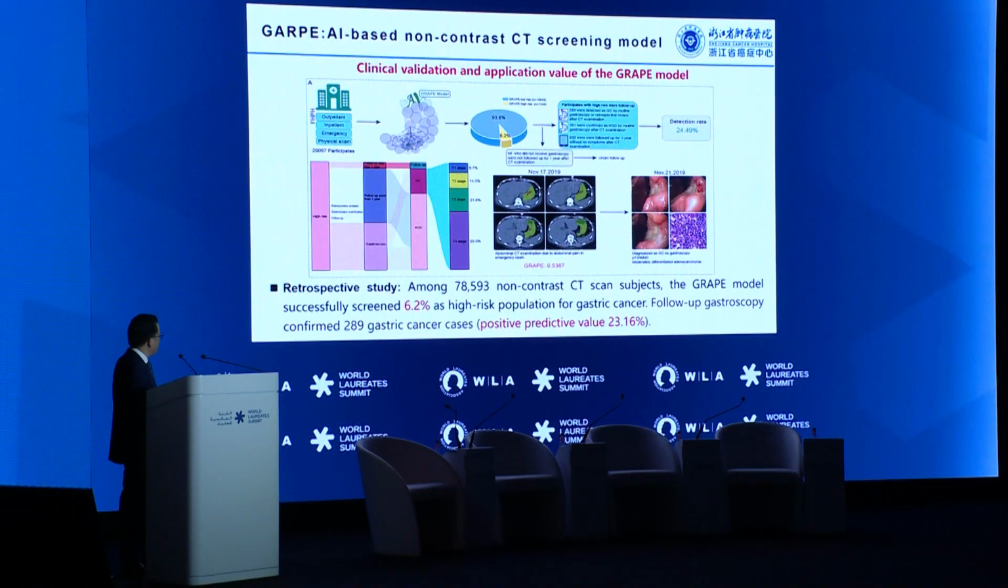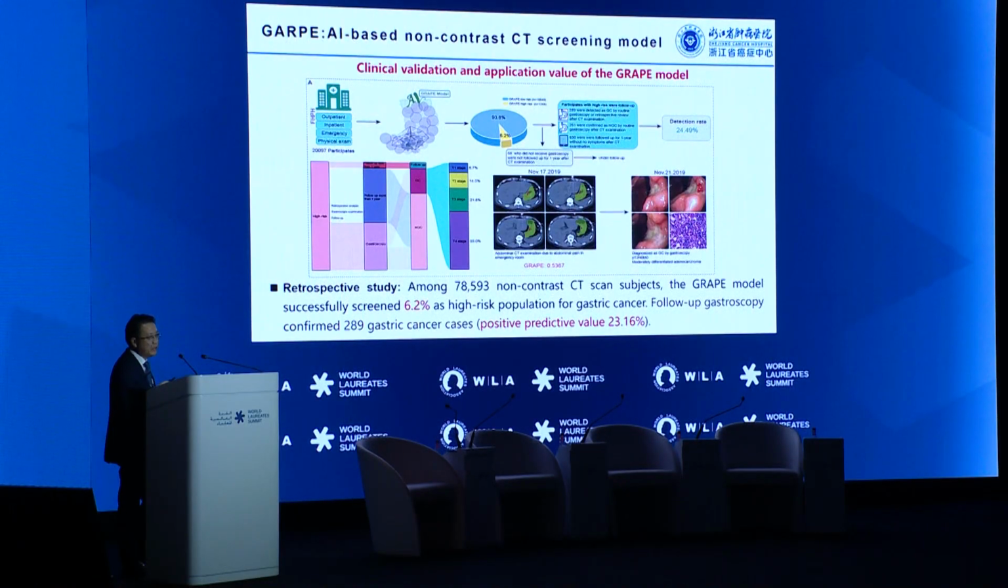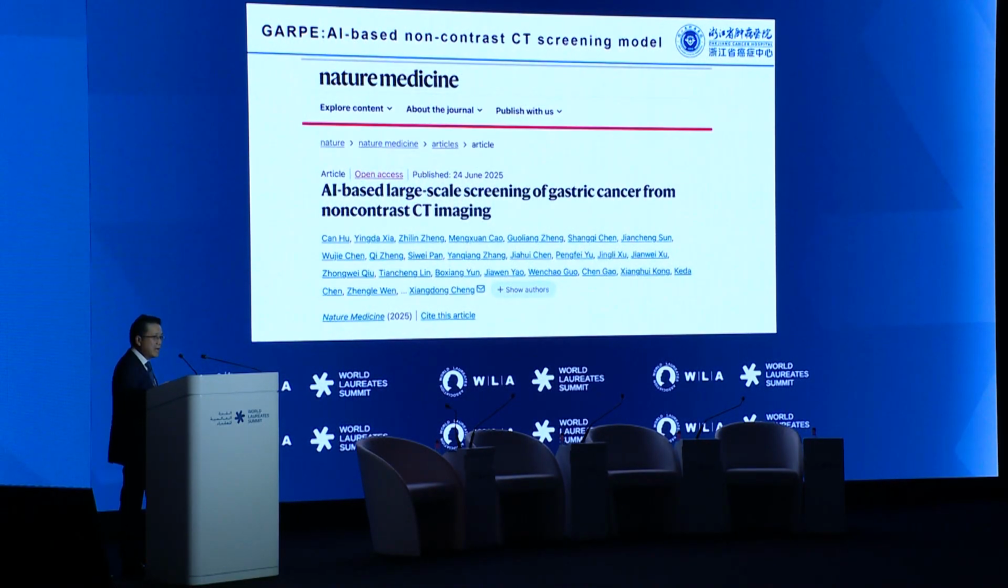Finally, we have done a retrospective study among over 78,000 non-contrast CT scan subjects. The GRAB model successfully screened 6.2% as the high-risk population for gastric cancer. Follow-up gastroscopy confirmed 289 gastric cancer cases. So this work was published in Nature Medicine last year.